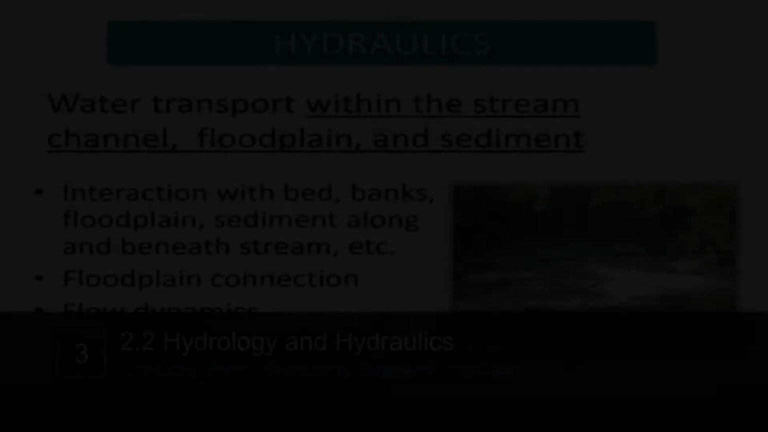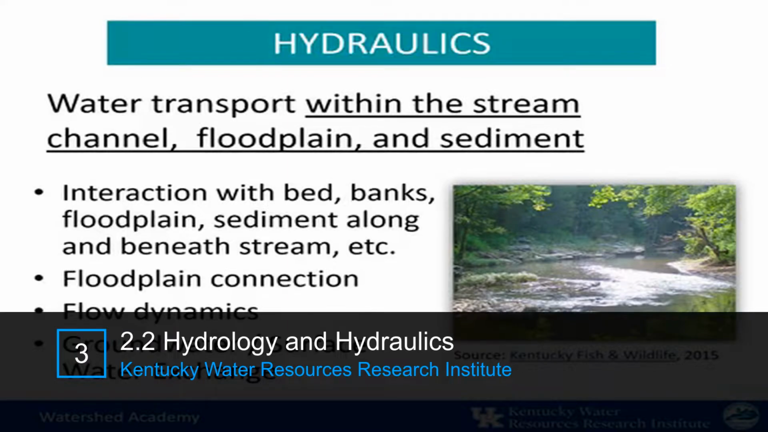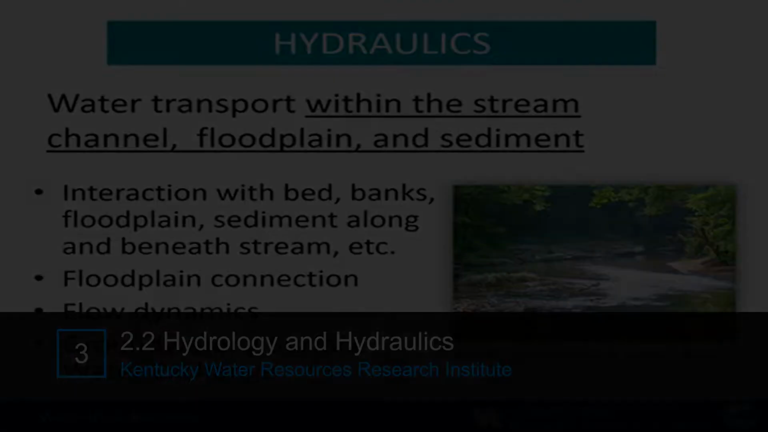Implementing a stream restoration project, it is important to distinguish between watershed scales of water transport, that's hydrology, and reach scale relationships that describe flow.